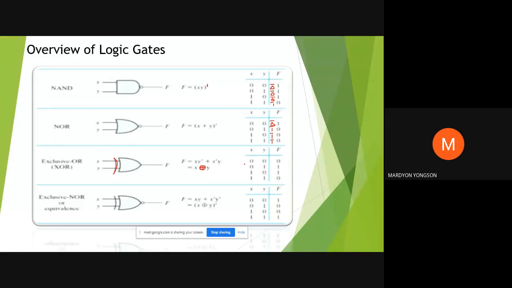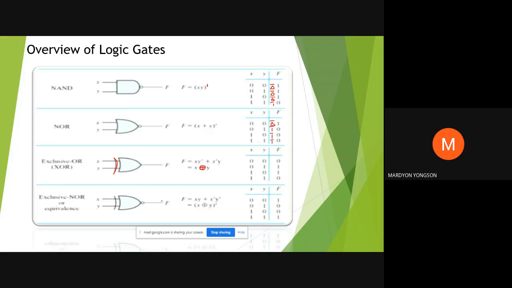we have this truth table na as you can see, pag parehas yung input ng X and Y, ang answer is 0 or false. So since we have 0 plus 0 equals 0, then 1 plus 1 equals 0. And then pag magkaiba siya, 0 plus 1, we have 1. And then 1 plus 0 equals 1. So, yun yung sa exclusive OR.